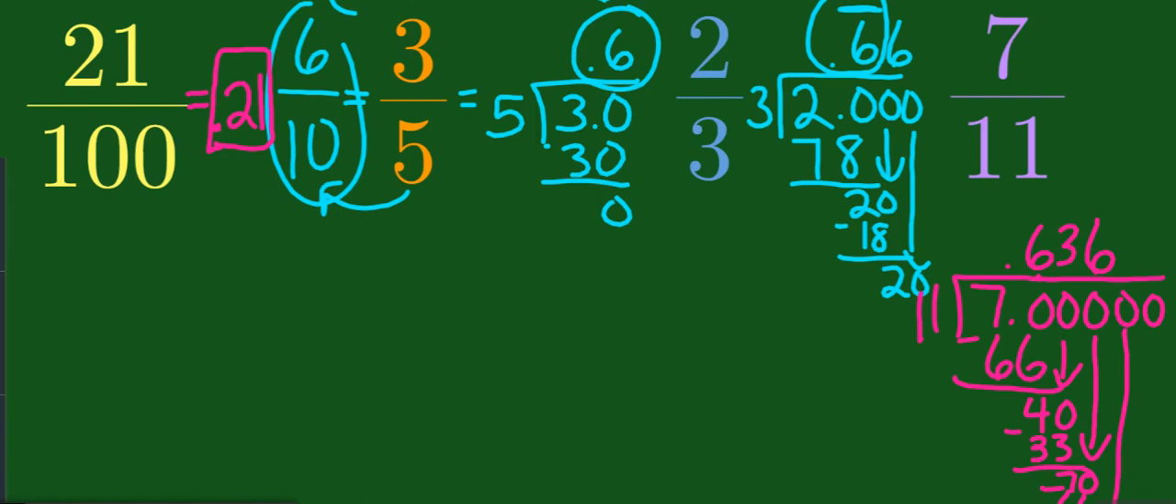And you start to see another pattern. All right, so this is a repeating pattern of 2 digits. So we would simply put the line over those 2 digits and say that pattern would repeat over and over again, another repeating decimal.